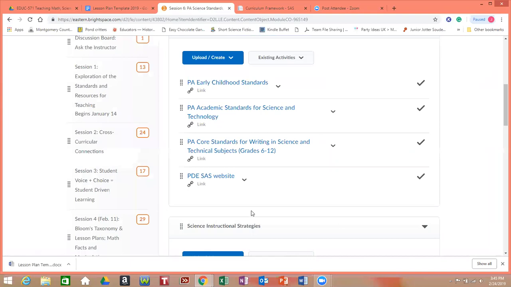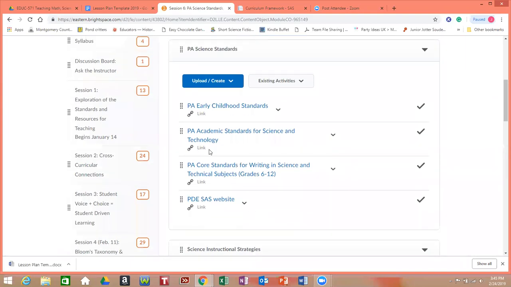All right, let's go back to our session. So this section really just talks about the standards. And so you should be able to access them. You should know how to read them. You should know what the codes mean.